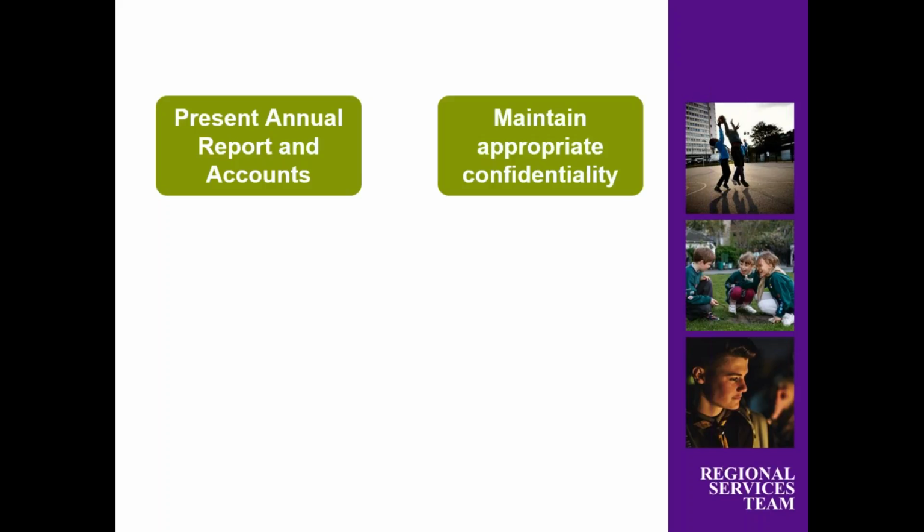The executive committee should also maintain appropriate confidentiality. There could be situations where you've had to ask a leader to step down because of issues, or you might have had parental complaints, or there could be financial issues. You could be supporting a family with money towards an activity at camp, and that information needs to be kept confidential.